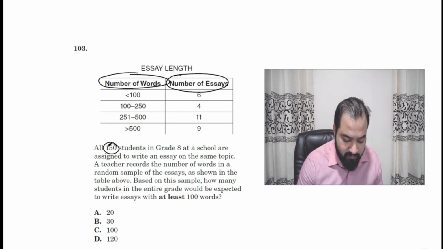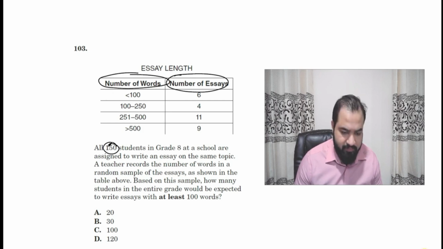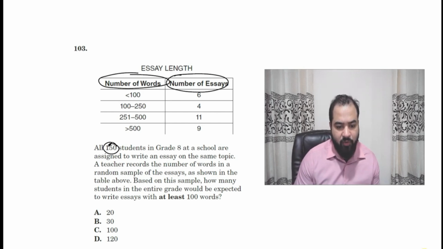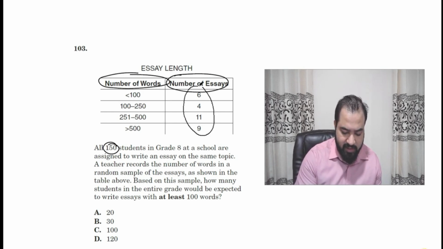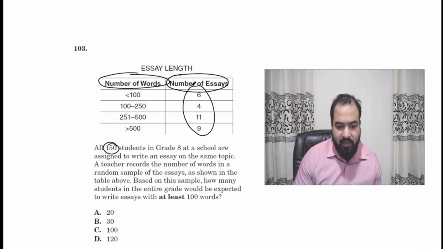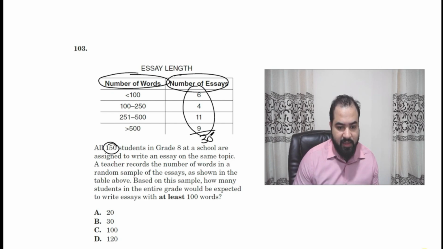All 150 students in grade 8 at a school are assigned to write an essay on the same topic. A teacher records the number of words in a random sample of the essays. So this is actually a random sample of the essays. Not everybody, just a random sample, a couple of the kids, as shown in the table above. Let's see how many kids he selected. So 6 plus 4, 10. 10 plus 11 is 21, plus 9, total 30 students he selected, and then he made the table above.